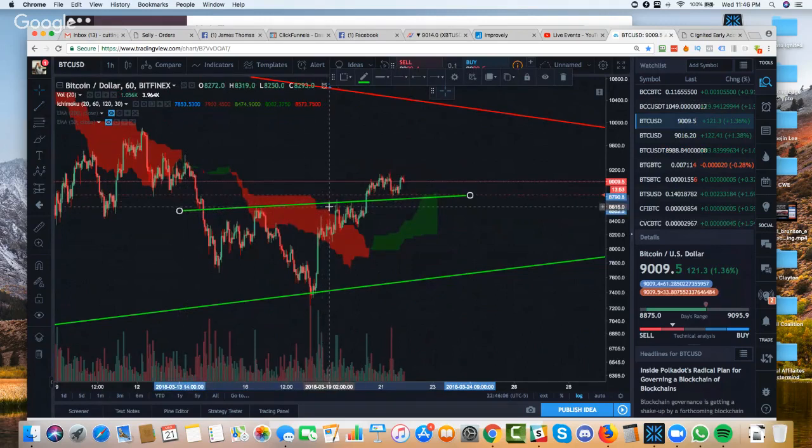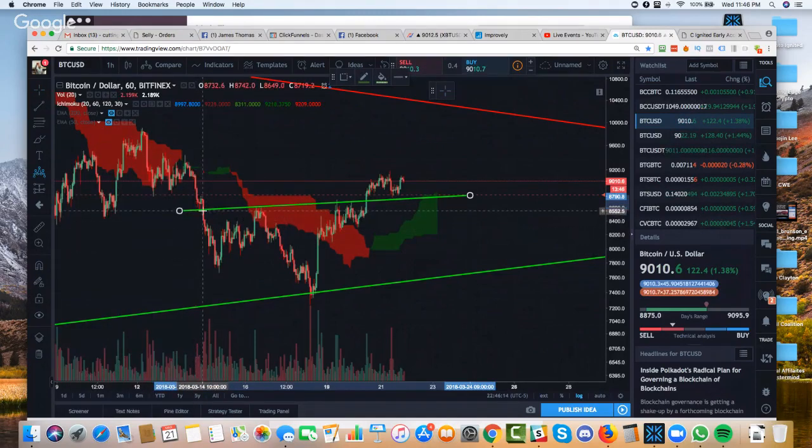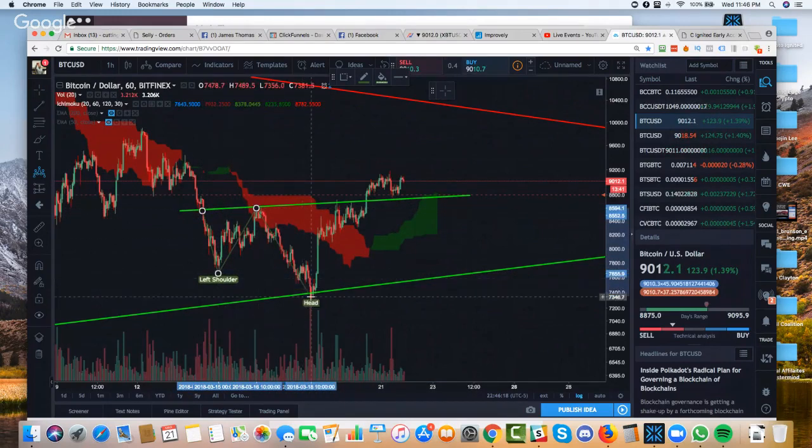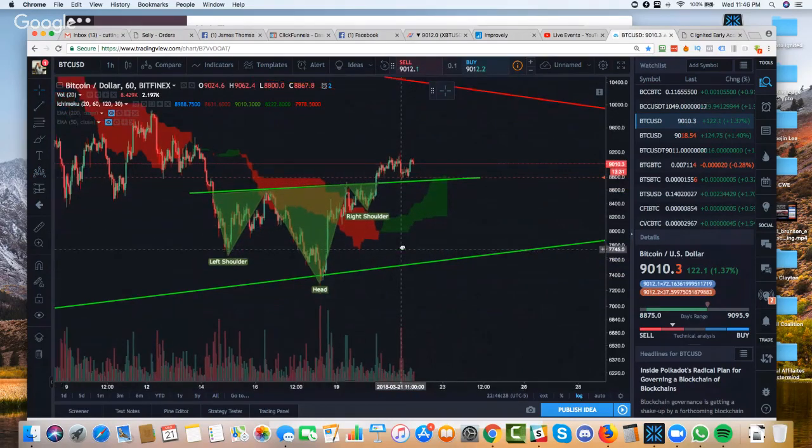All right, so this is our neckline, and then we have the inverse head and shoulders. So let's look at that again. The inverse head and shoulders pattern is a bullish pattern. It's a positive sign in the markets, right? It means sellers are getting exhausted. And then we have this right shoulder, and then this, we can see that the pattern completed.